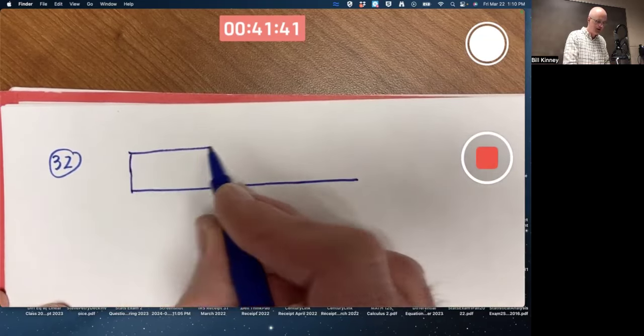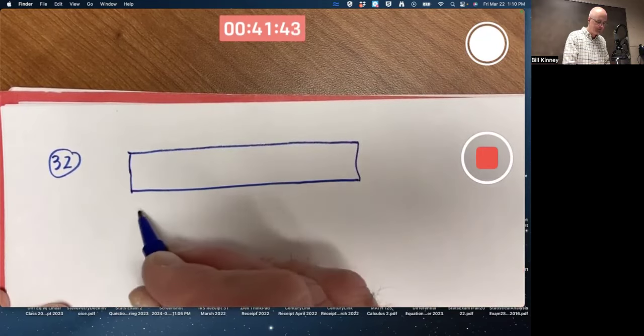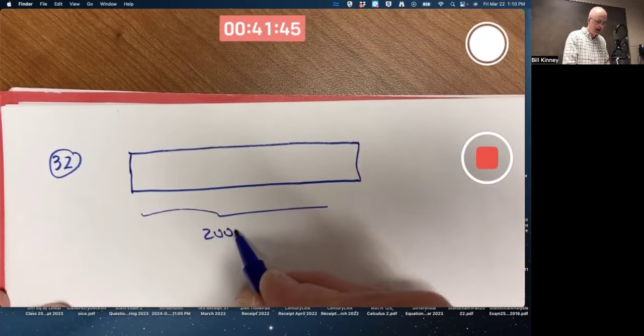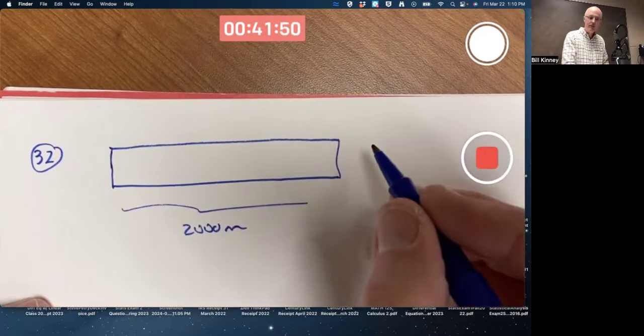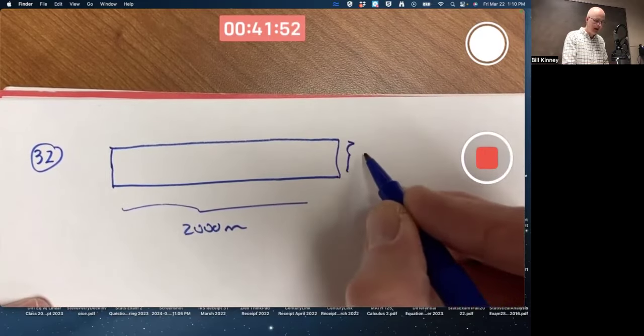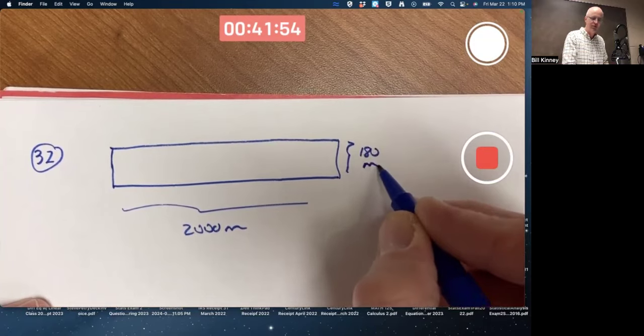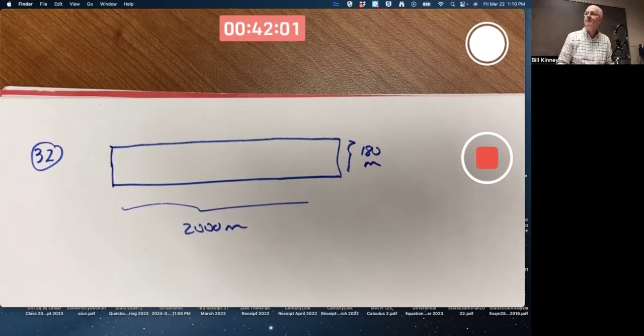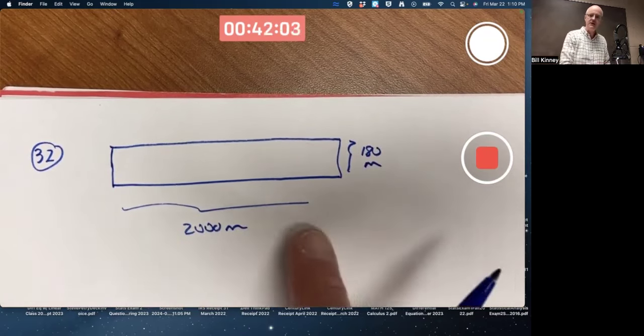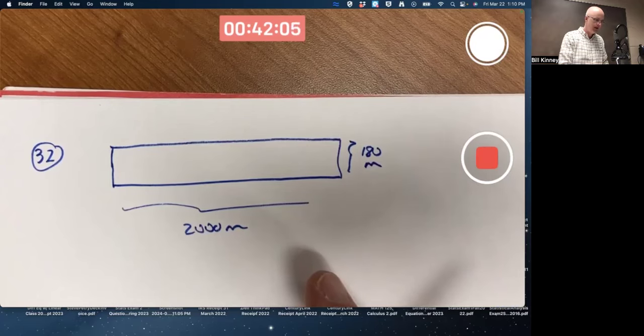So it's a long, skinny dam like this, about 2,000 meters that way, 2 kilometers long. That's more than a mile long, and 180 meters tall. That's pretty tall. That's almost as tall as 2 football fields stacked end to end upward. But it's not nearly as tall as it is long here.